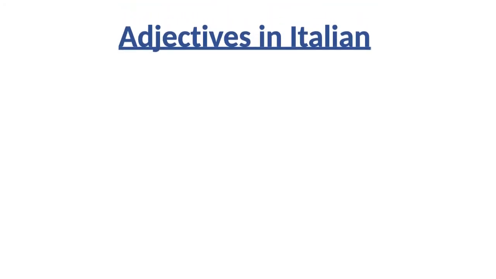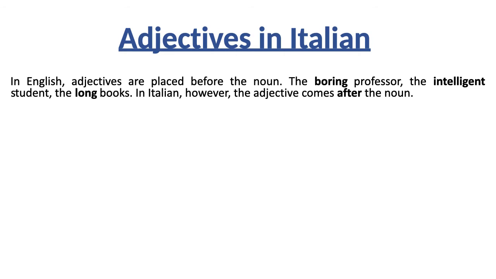About adjectives in Italian specifically, we need to remember several rules. The first is where we place them in sentences. In English, we place them before nouns, right? First adjective, then noun. The boring professor, adjective, noun. The intelligent student, adjective, noun. The long books, adjective, noun.